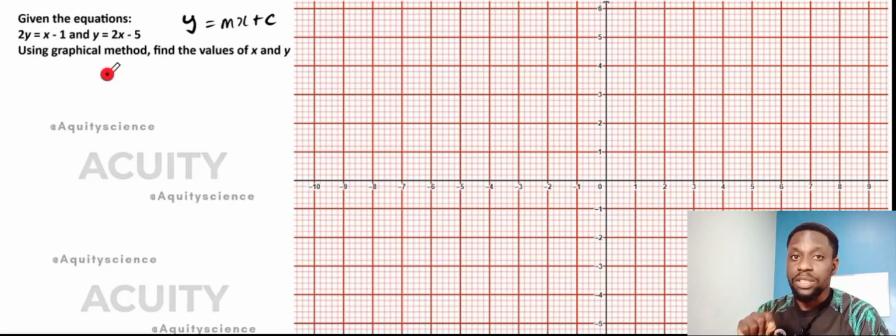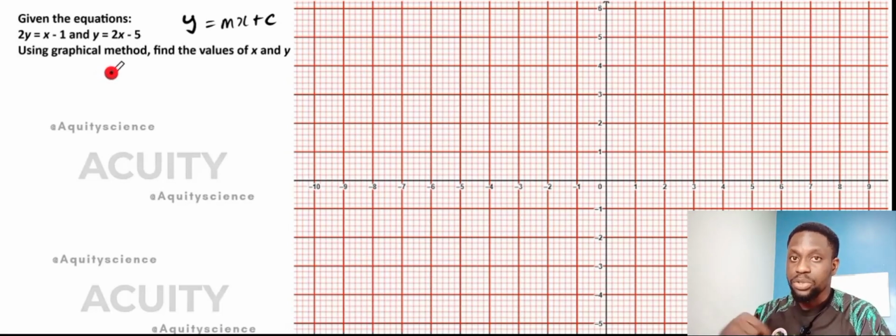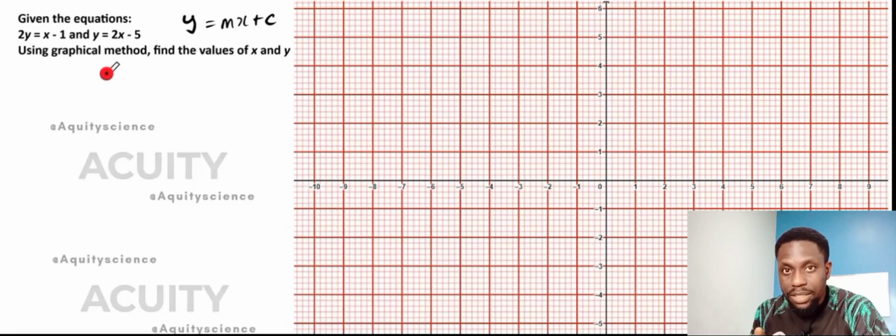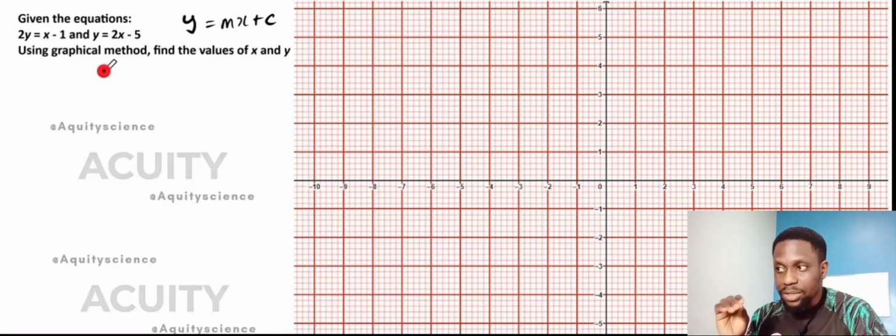They're supposed to meet somewhere if they have a simultaneous solution. That is, if they have a solution that is correct for both of them at the same time, they're supposed to meet somewhere. Then when they meet, we trace the point where they meet. That's our solution for the simultaneous equation. So let's do that. This is how you do it. First step, get 2 points.